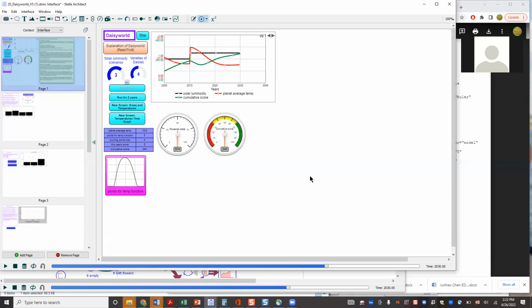Ari, what do you think? How are the black and the white daisies going to respond if you suddenly decrease light energy coming into the system? What's going to happen to the temperature of the planet if you suddenly decrease light intensity? It's going to go down. Yes. And how are the species going to respond? Our two species.